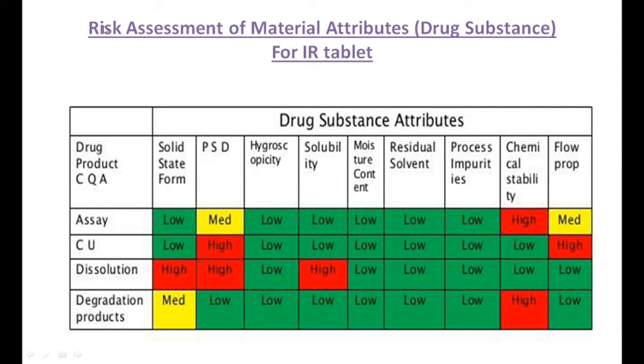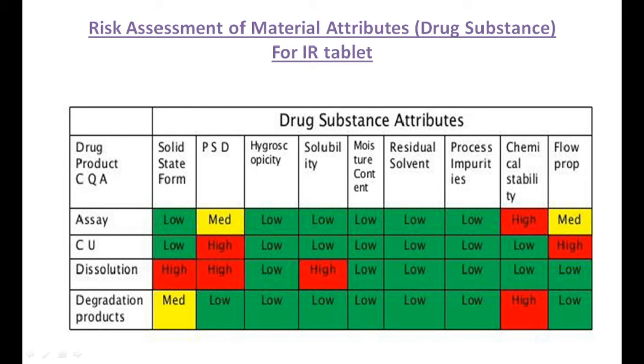risk management. Risk assessment, risk control, risk review, and communication, these are the different elements of quality risk management. So in risk assessment, what is done? Identification of the critical material attributes and critical process parameters, and then development of the relationship of these CMAs and CPPs with CQAs is done. So here we can understand the effect of the critical material attributes on the critical quality attributes.